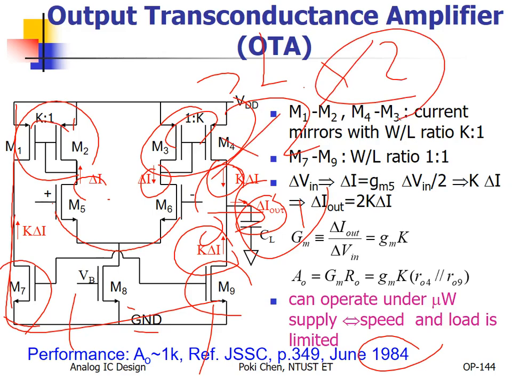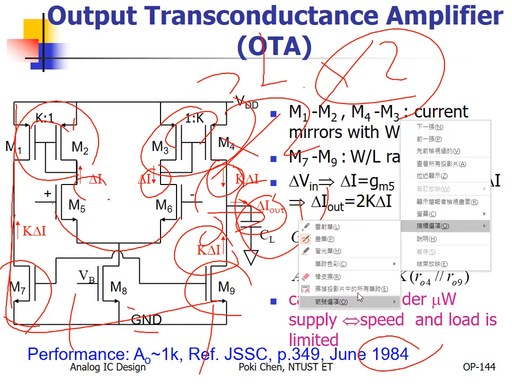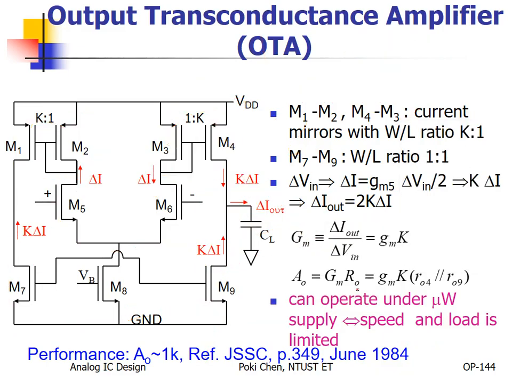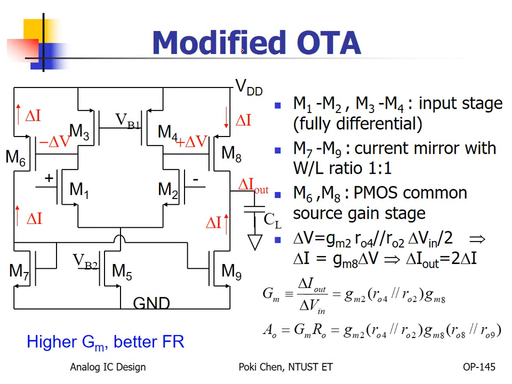Piece of cake. But it's not so good for current gain. Why? Because even though GM is large enough here, after that, it's only multiplied by K. To make enough current gain, K needs to be very large. It doesn't make any sense. So allow me to show you another better idea.